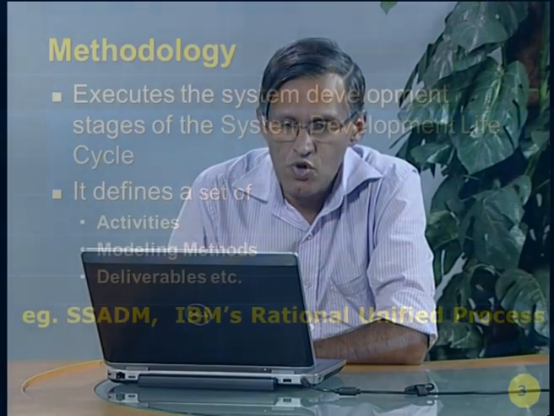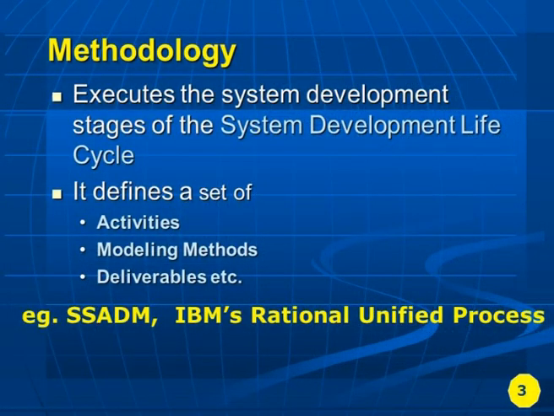The methodology, as you know, executes the system development stages of the system development lifecycle. It is not the same as the system development lifecycle. It defines a set of activities, modeling methods, deliverables, etc. Examples of methodology: structured methodology, SSADM is an example; object-oriented methodology, IBM's Rational Unified Process is an example of a methodology, and you also call it a process in object-oriented textbooks. In addition to these examples, you may also have the agile methodologies such as Scrum and Extreme Programming.